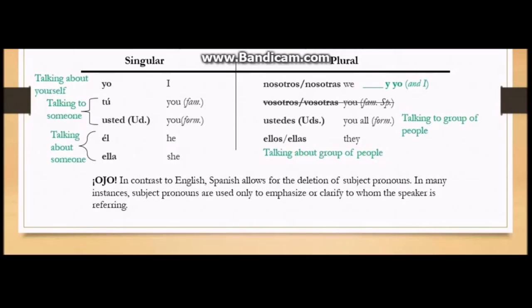Vosotros and ustedes are both plural. Vosotros is the familiar form that's plural, y'all. Ustedes is the formal form that's plural, you all. Vosotros is the plural form of tú. Ustedes is the plural form of usted.